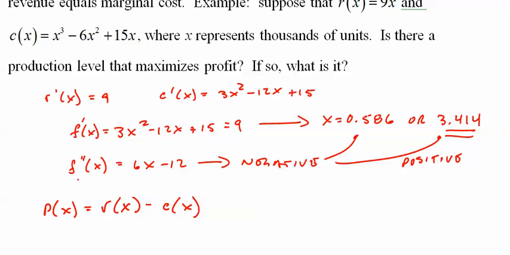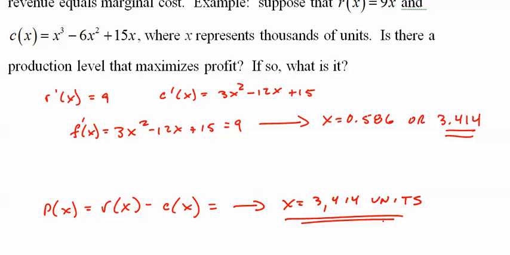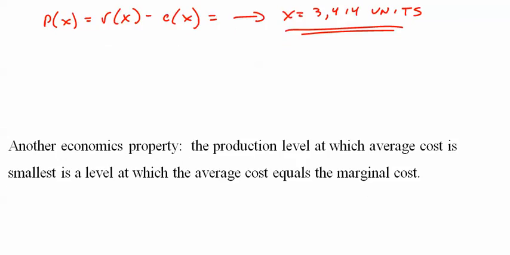And you know what? Forget the second derivative. Shouldn't have even brought it up. Just plug it back into here and see which one's going to max it out. Turns out you want x equals 3,414, because these are in thousands of units. Yeah, definitely play with this. Make sure you know what's going on.